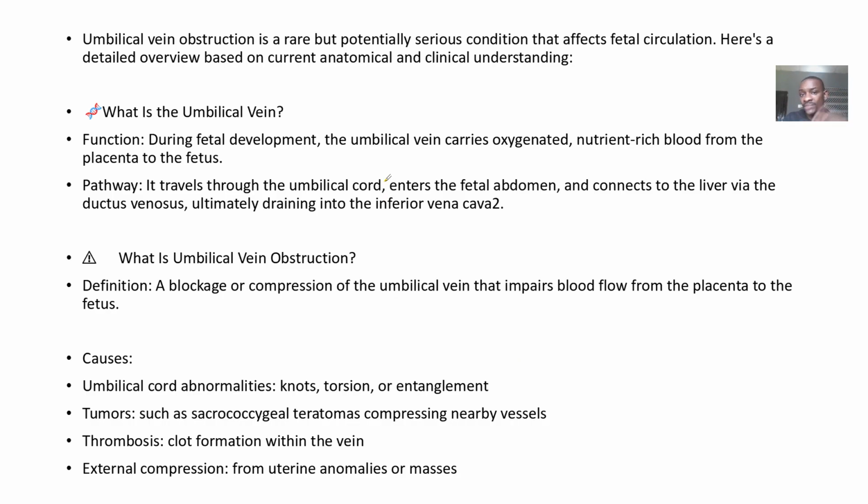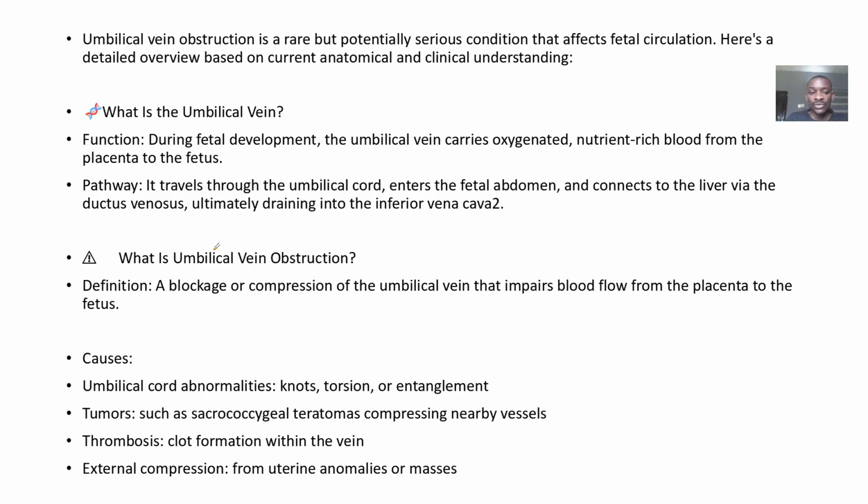It's a rare but very serious condition. It will affect the way things circulate to the baby and out of the baby. All right, so the function of the umbilical vein. First of all, before you talk about the complications, it's good to know the normal function so that you know the abnormal properly. This one carries oxygen. Unlike in grown-ups, where veins carry deoxygenated blood, in the babies the veins carry what? Oxygenated blood, right? The veins are also nutrient rich, carrying from the mother to the baby.